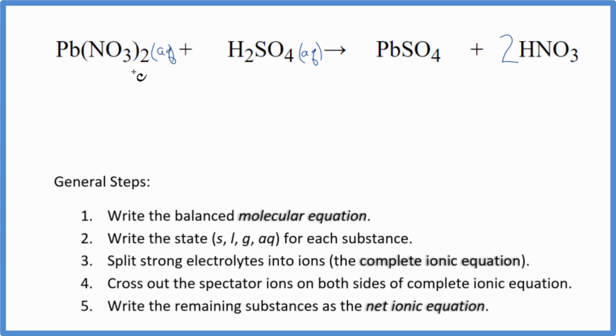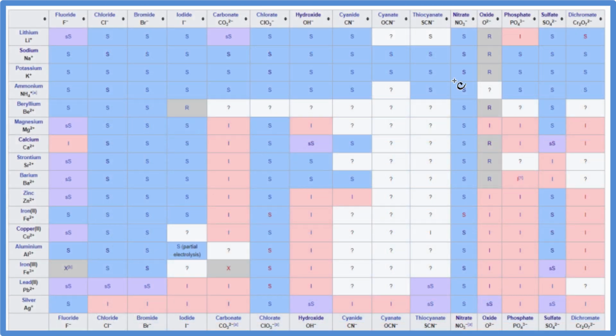Lead(II) nitrate, that's soluble, but lead(II) sulfate, let's take a look at a solubility table to find out if that's soluble. So here's a rather large solubility table. We find lead down here, and then let's go across and find the sulfate way over here on the other end. And if we go across here and up, we see we have that I. Lead(II) sulfate is insoluble. So because of that, we're going to write solid. It's not going to dissolve.